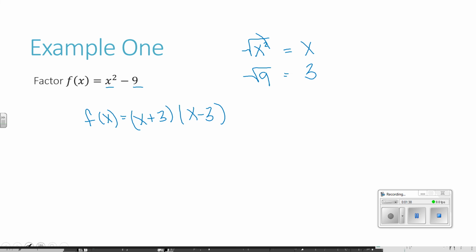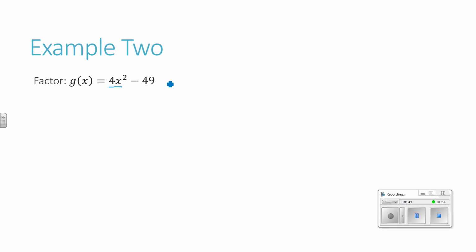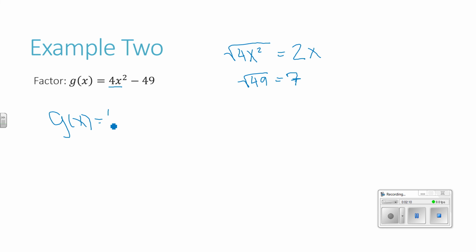So in this case, when I take the square root of the first term, the square root of 4x squared, I take the square root of the number first, which equals 2, and then for x squared, the square root and the square cancel each other out, so you get 2x. The square root of 49 is equal to 7. So, in factored form, g of x equals 2x plus 7 and 2x minus 7.